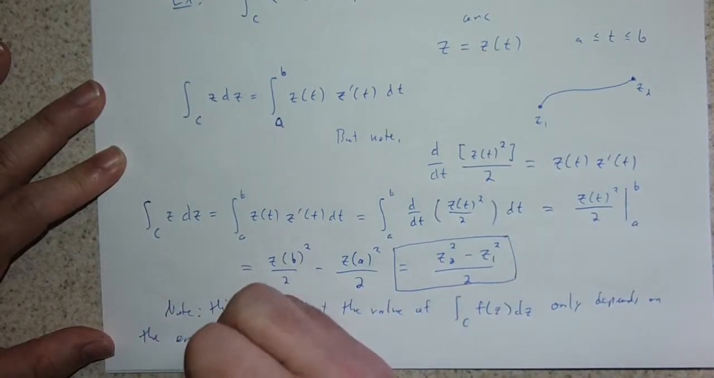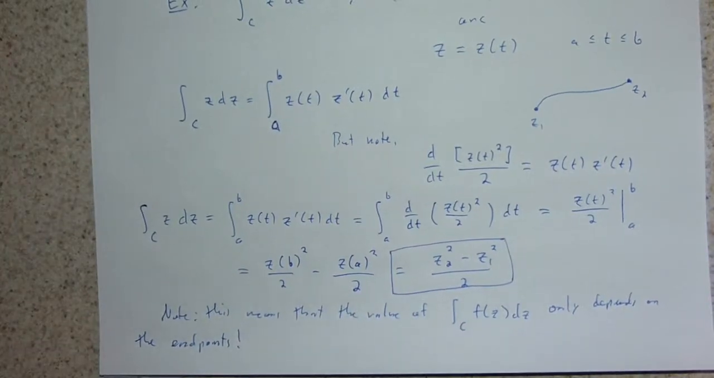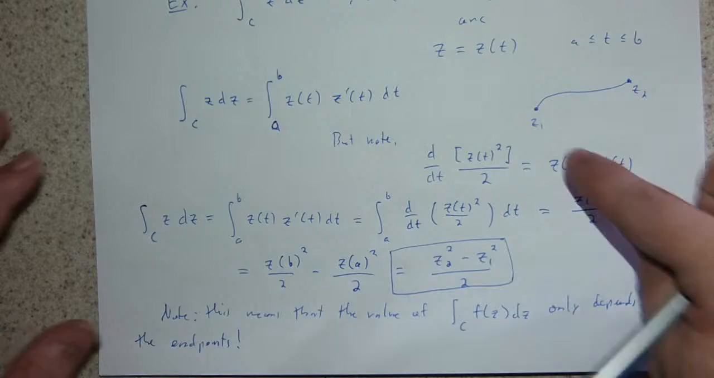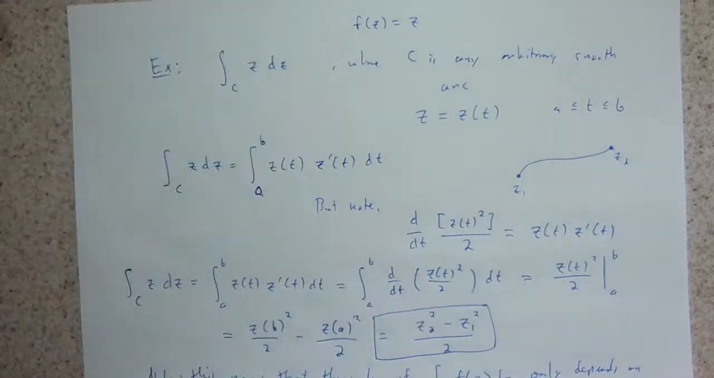And so we see an example of exactly the case that we were just describing in the previous question I asked. Are there examples of functions where it doesn't actually matter what curve you pick, all that matters is the endpoints? And yes, here's an example of such a function: f of z is equal to z.